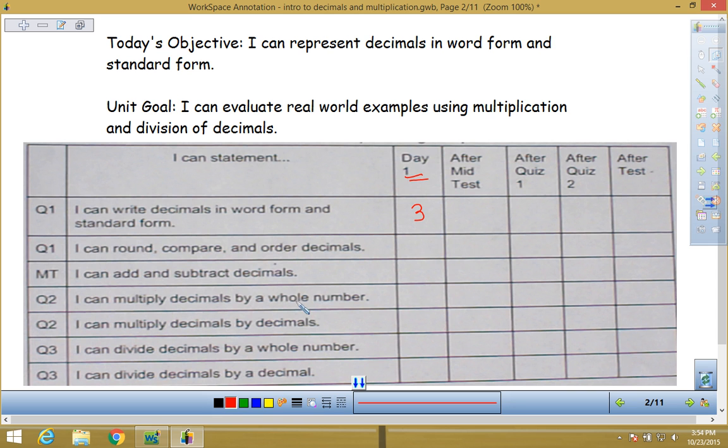The next 2 are about multiplication with decimals. The first one is multiplying a decimal by a whole number. And the second one is multiplying decimals by decimals. So take a minute and rate yourself on those 2 things. And then the last 2 have to do with division. The first one, it says I can divide decimals by a whole number. And then the last one, I can divide decimals by a decimal. So take a minute and rate yourself on those last 2.